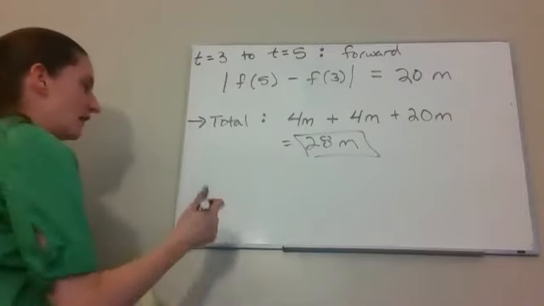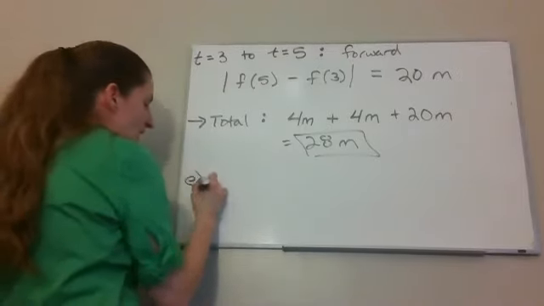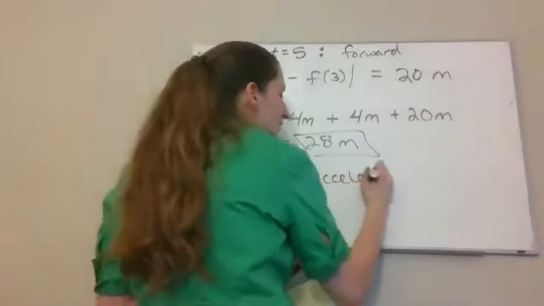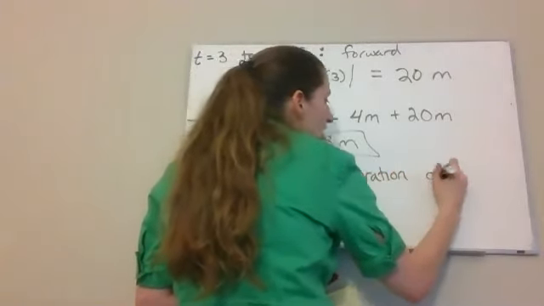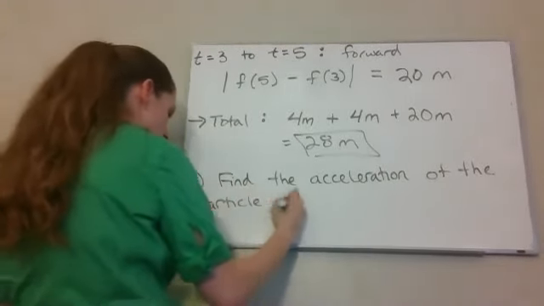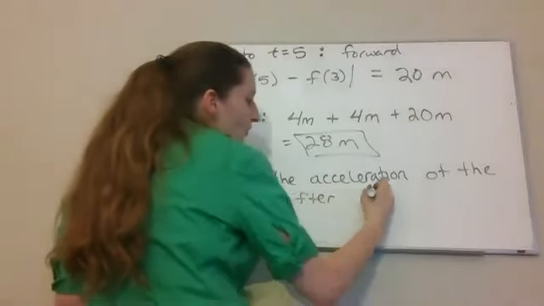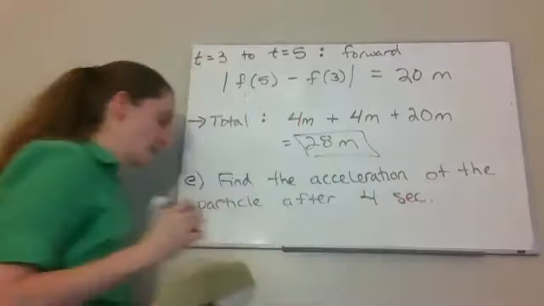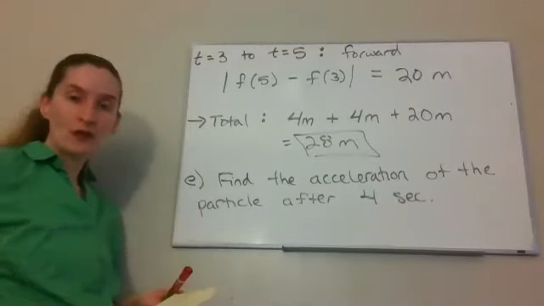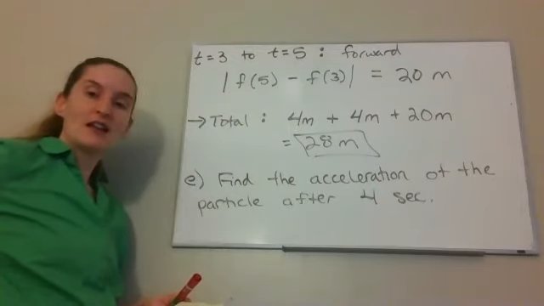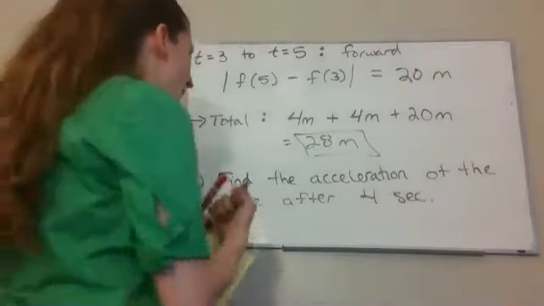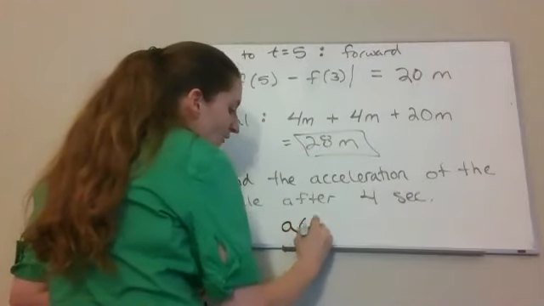All right, and then the last part to this problem, find the acceleration of the particle after 4 seconds. So now we have to remember how to find acceleration. Our velocity was the first derivative of our position. Acceleration is the second derivative of position. So I need to take the derivative of my velocity to find my acceleration.